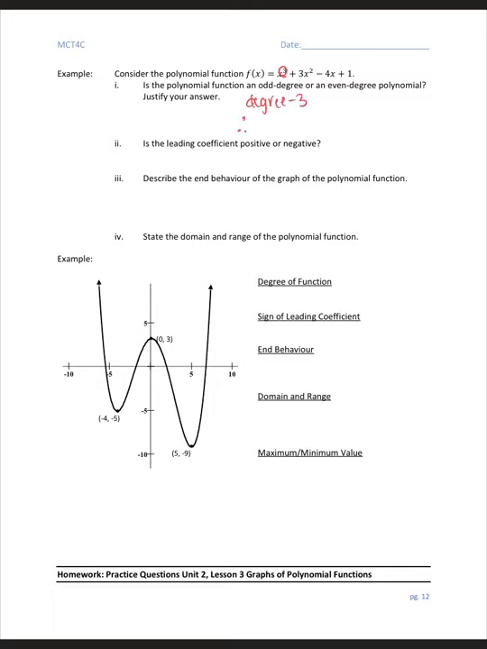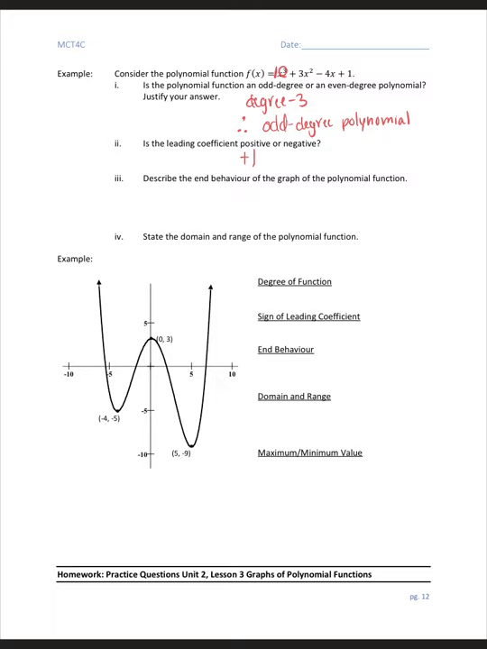So therefore, it's an odd degree polynomial. Is the leading coefficient positive or negative? Well, my leading coefficient is on my x to the power of 3, and it's a 1, and at that, it's a positive. So we can say it's a positive 1.